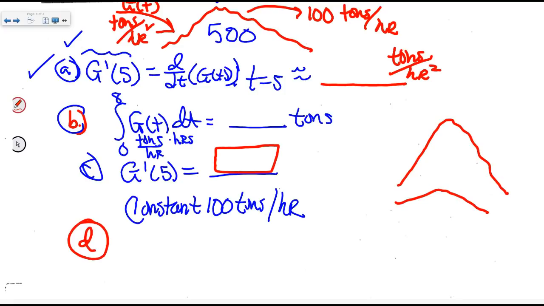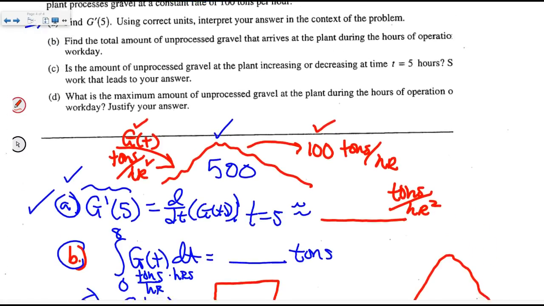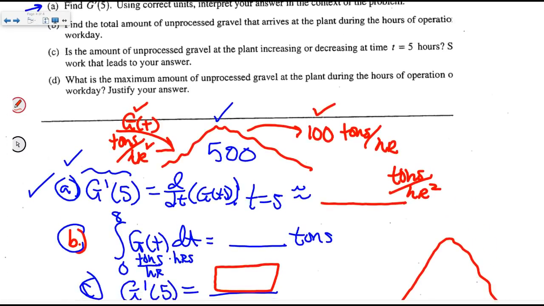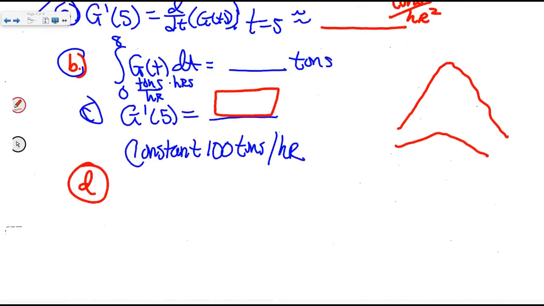Letter D is the question that always gets kids. It's still getting kids in BC, although most of them are done making mistakes on it. By the way, this is always a BC crossover, so next year you'll be doing this one too, juniors. So it says, what is the maximum amount of unprocessed gravel?